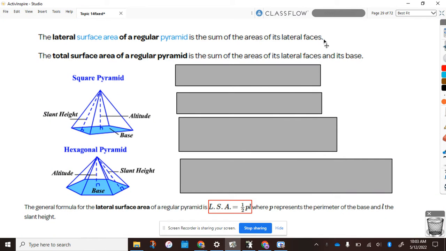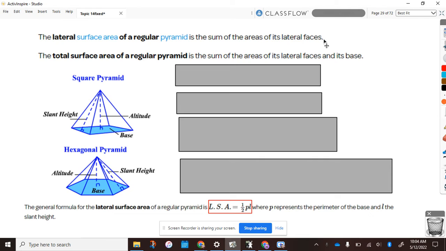Hello, everybody. We are looking right now at the fourth section of our topic 14 notes. We're getting so close to the end of the year, but we've still got about half of this packet left. We're looking at the surface area of pyramids today.